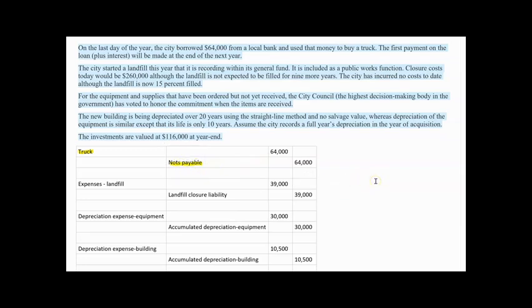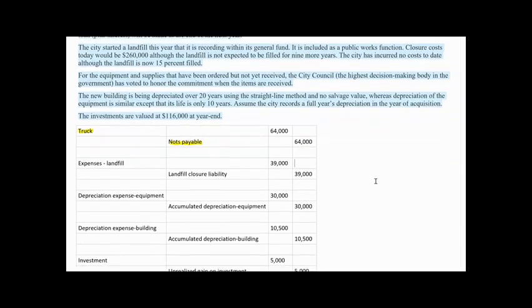So that's notes payable. Next one, the city started a landfill, and the closure cost would be 260,000. Right now it's 15% filled, and the city has incurred no cost to date. Okay, so this is the long-term liabilities, and the journal entry is to debit the landfill closure expense 39,000 and credit landfill closure liabilities. So 39,000 equals 15% of the 260,000 total closure cost.